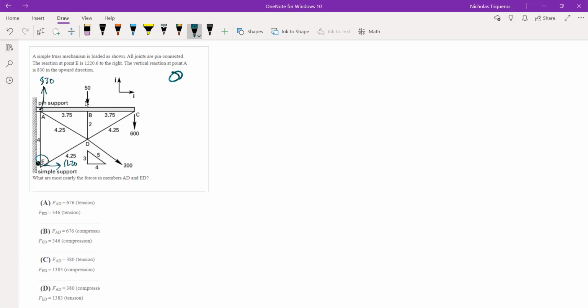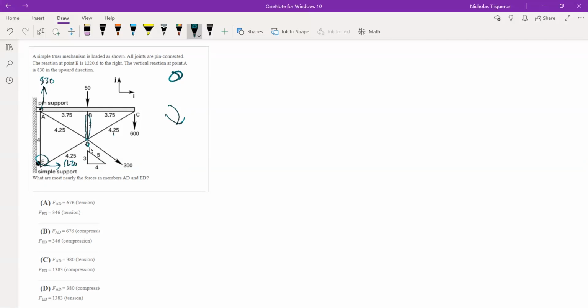So we have a 50 down here, 830 up reaction, and a 1220 reaction here. There are two applied forces here, a 50, and then there's 50, 300, and a 600. All of these are creating a moment in this direction. So look at the structure. What happens if there's a very strong moment in this direction and this thing bends a little bit? This point BD is likely going to move downward, even just slightly.